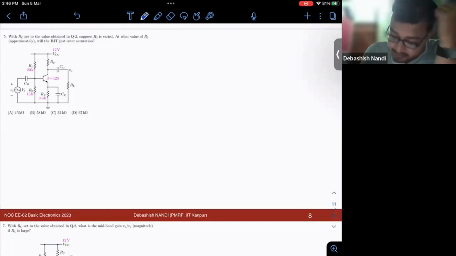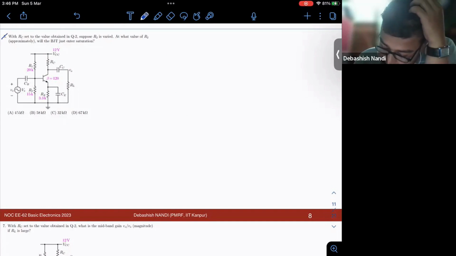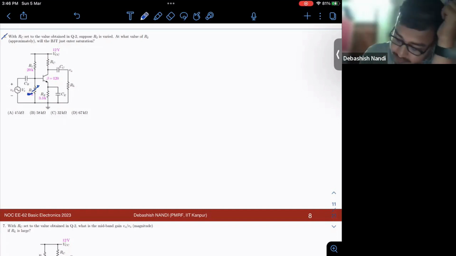So problem number 5. With RC set to the value obtained in Q2, suppose R2 is varied. So this is not given. Suppose your R2 is varied. At what value of R2 approximately will the BJT enter into the saturation? Okay. So we'll start with its DC equivalent.